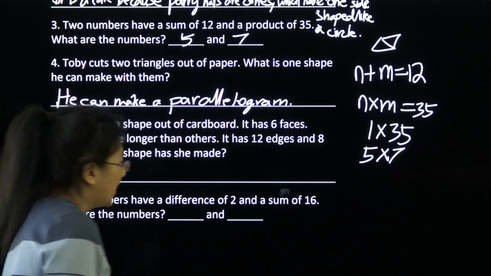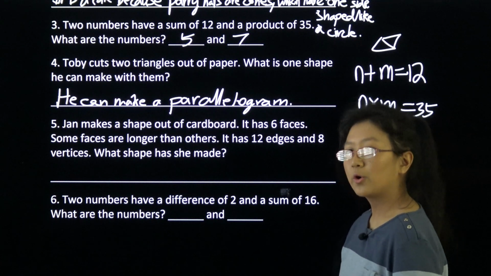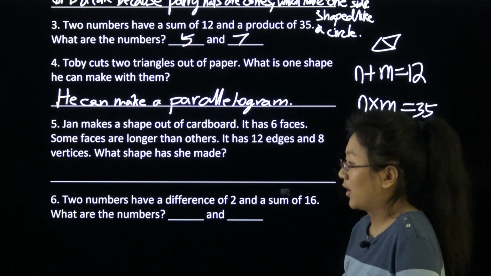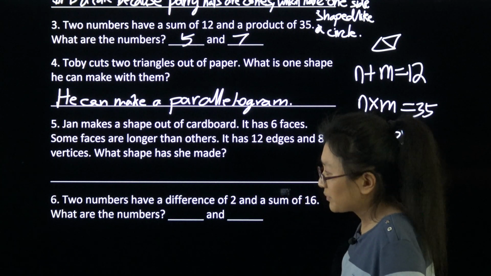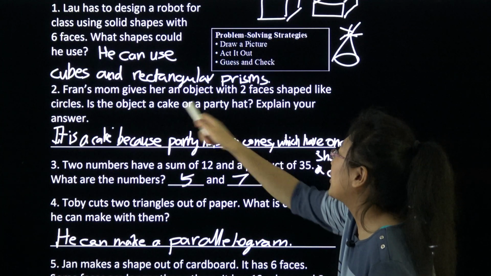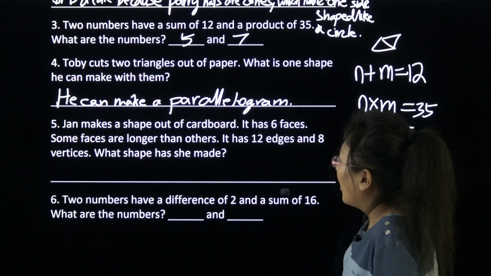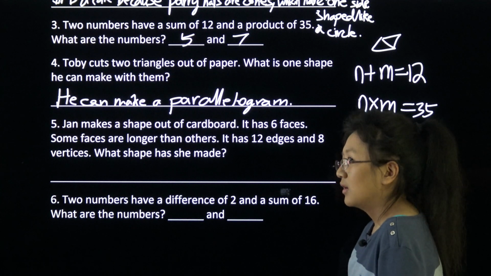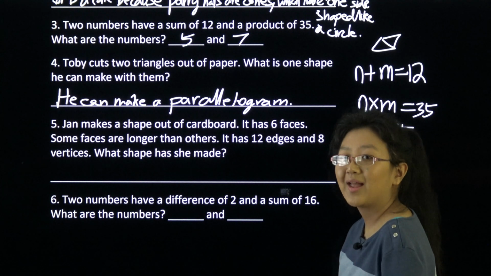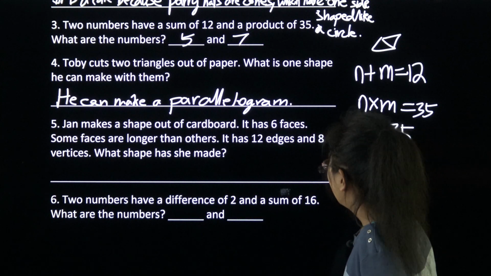Question number 5. Jan makes a shape out of cardboard. You could get cardboard and actually do this, or you could do paper, or you could think of it using your prior knowledge. It has 6 faces. So in question 1, we already know that solid shapes that have 6 faces are cubes and rectangular prisms. There's only 2 choices. Some faces are longer than others. A cube is made out of squares. Squares have all sides of equal length. It has 12 edges and 8 vertices. What shape has she made?